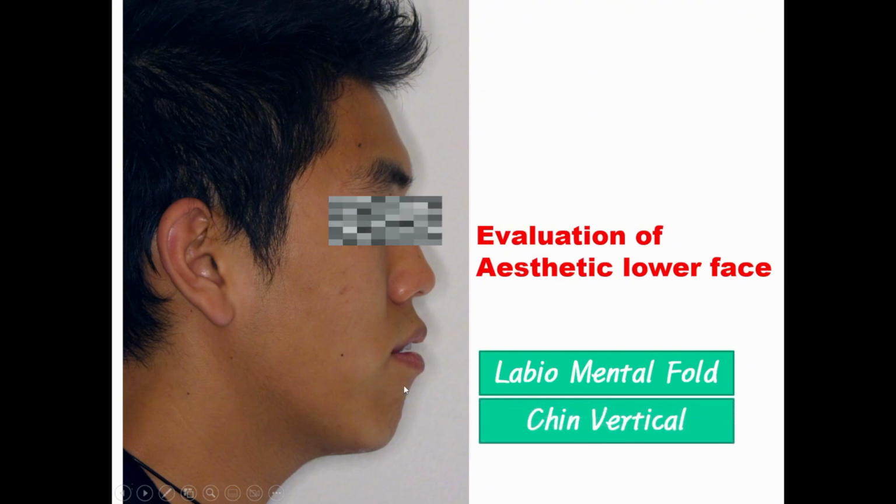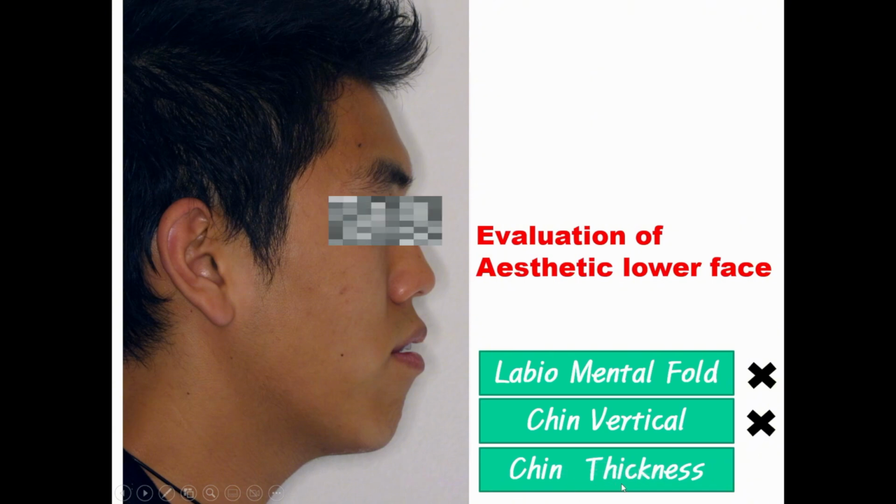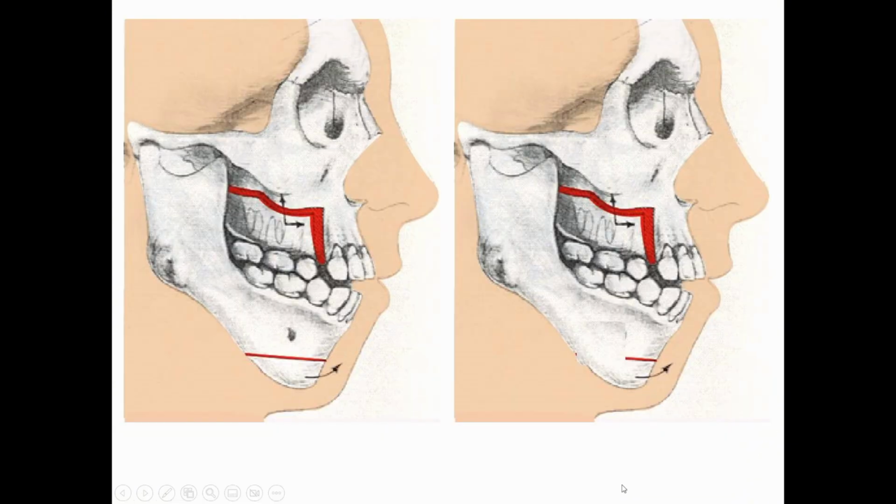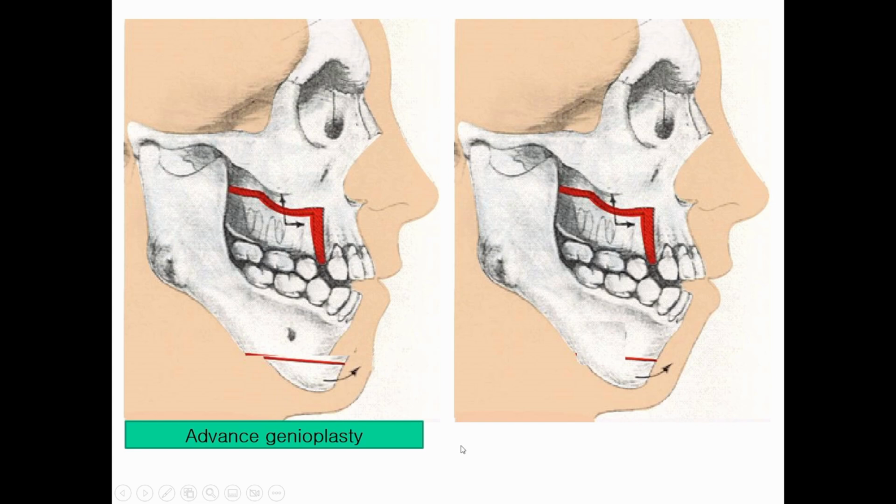Chin vertical. There is no, we call it no chin vertical. Chin vertical is like this direction. Labiomental fold. Okay? This one. Chin vertical. And another one is chin thickness. So please think about chin thickness. Okay?